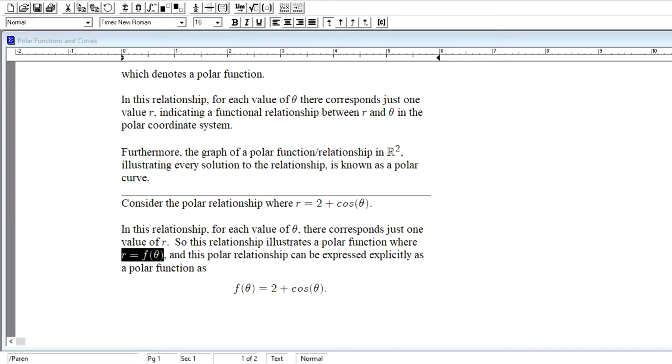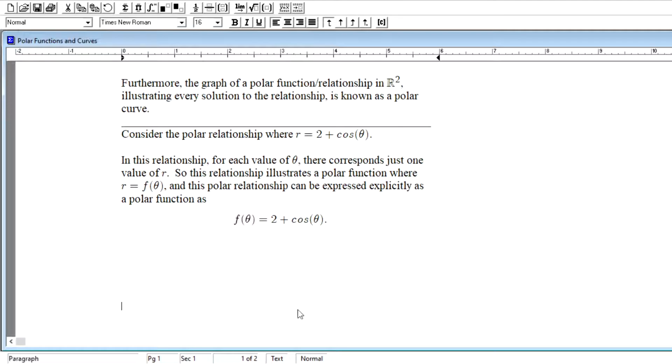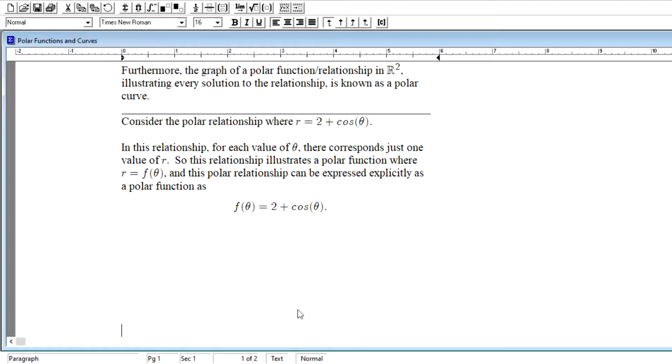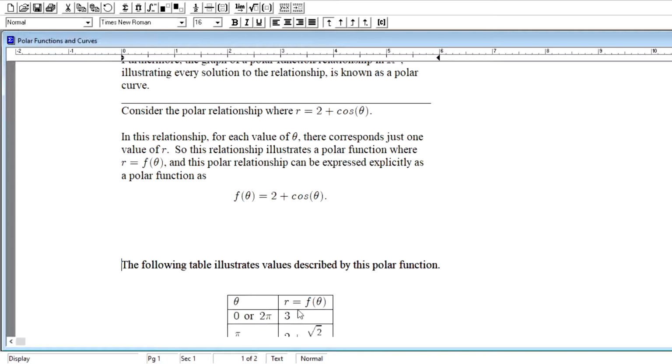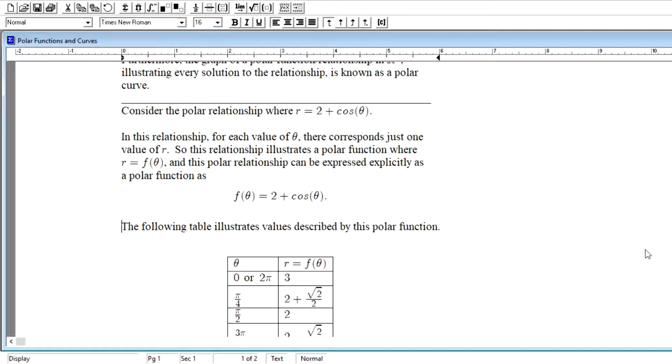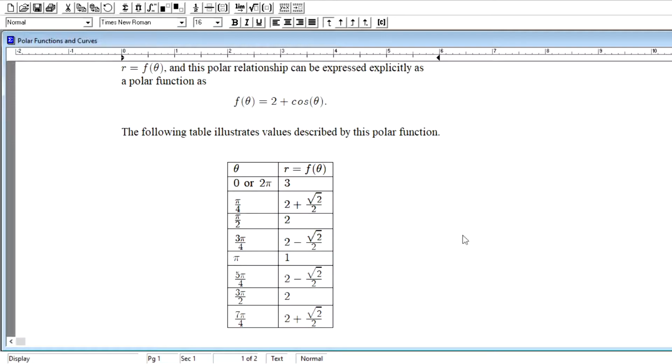And as we see in this case, r equal to f of theta is the case where f of theta is equal to 2 plus the cosine of theta. For every single angle measurement theta, when we take the cosine of that angle and add 2 to that result, we will have a functional relationship with r. We will have an output, a dependent value, where there will be just one dependent value for any given independent value.